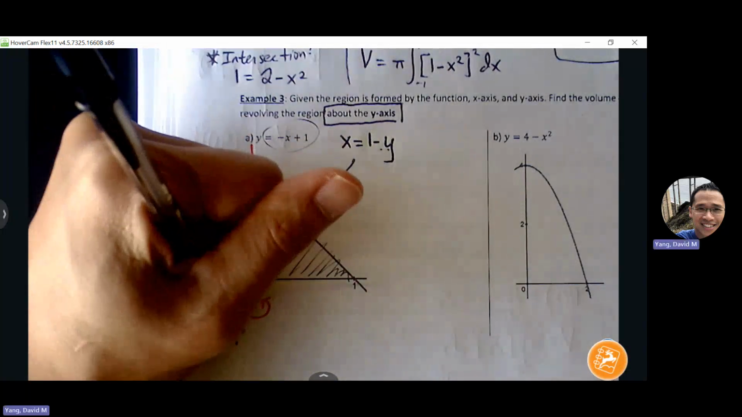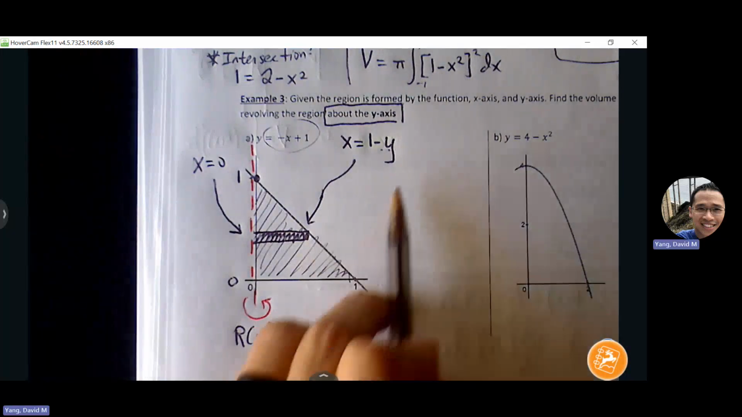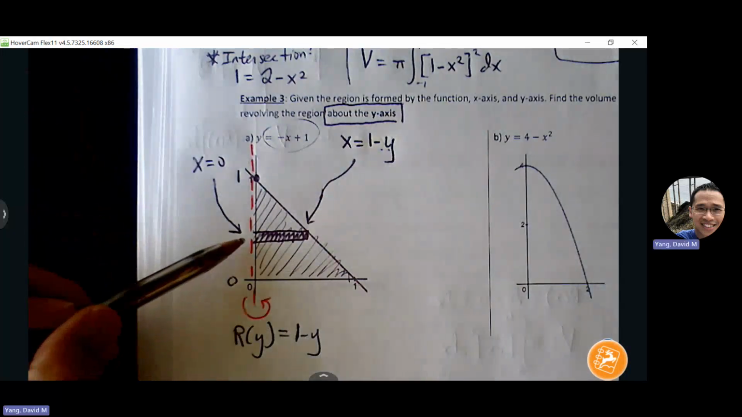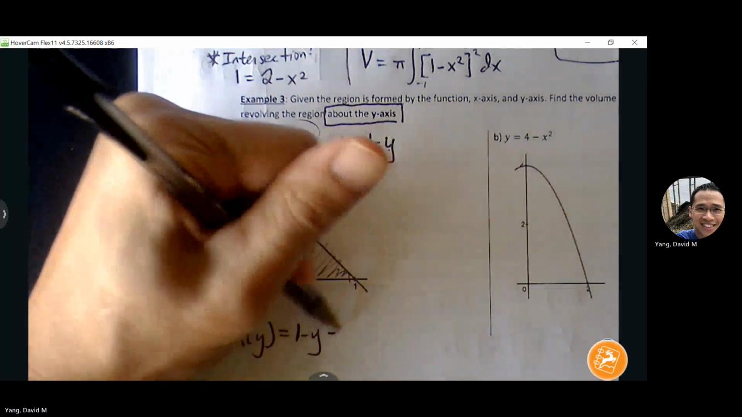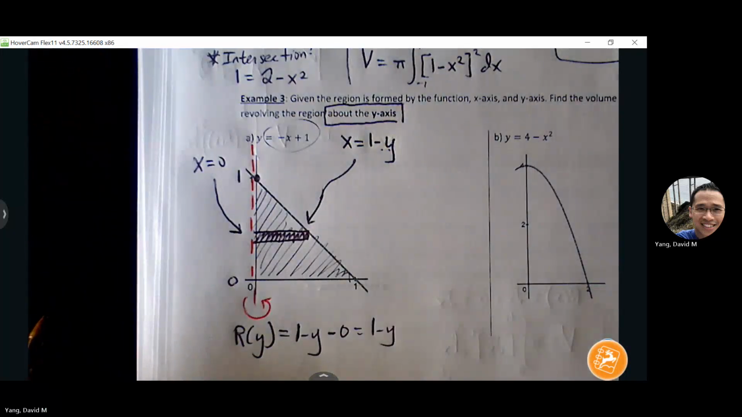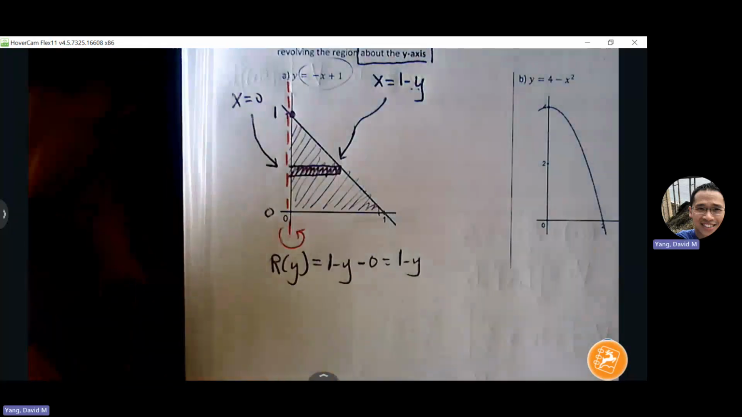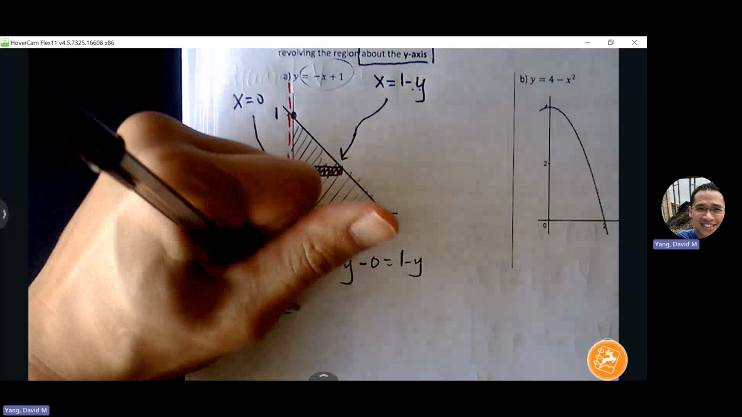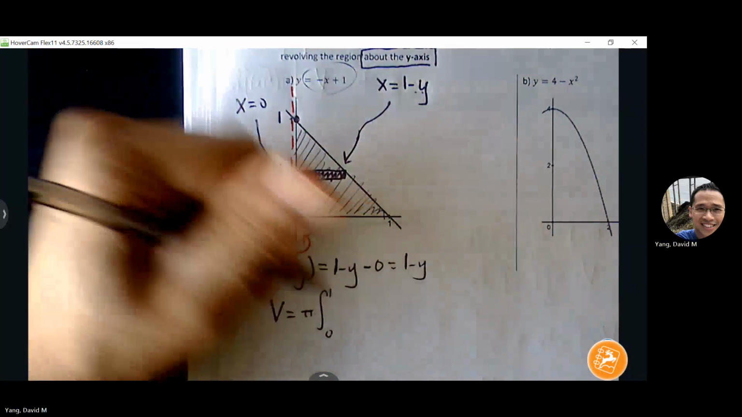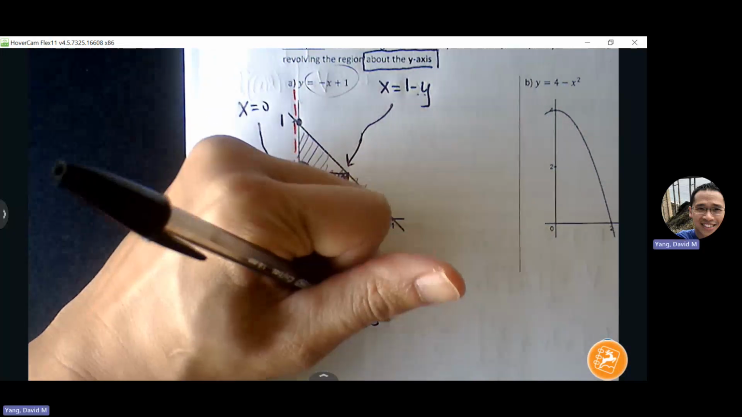Okay, let's build our radius. Right minus left: the right endpoint of my radius is sitting on 1 minus y. The left endpoint of my radius is sitting on 0. Okay, that's the hard part. The rest of it is just putting it into the formula, right? So now V is equal to pi times the integral from the lowest to highest y value, from 0 to 1, of our big radius, quantity squared, dy.